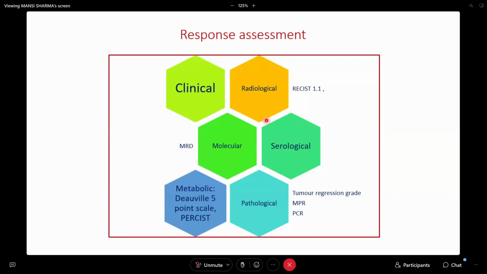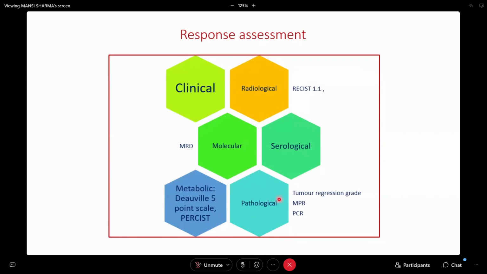We look at serological responses. A good indicator of that would be, say, CA125 testing in carcinoma ovary, or tumor markers like AFP, beta HCG, or LDH testing in patients with germ cell tumors. That will give us an idea of how well the tumor is responding. It usually starts coming down.